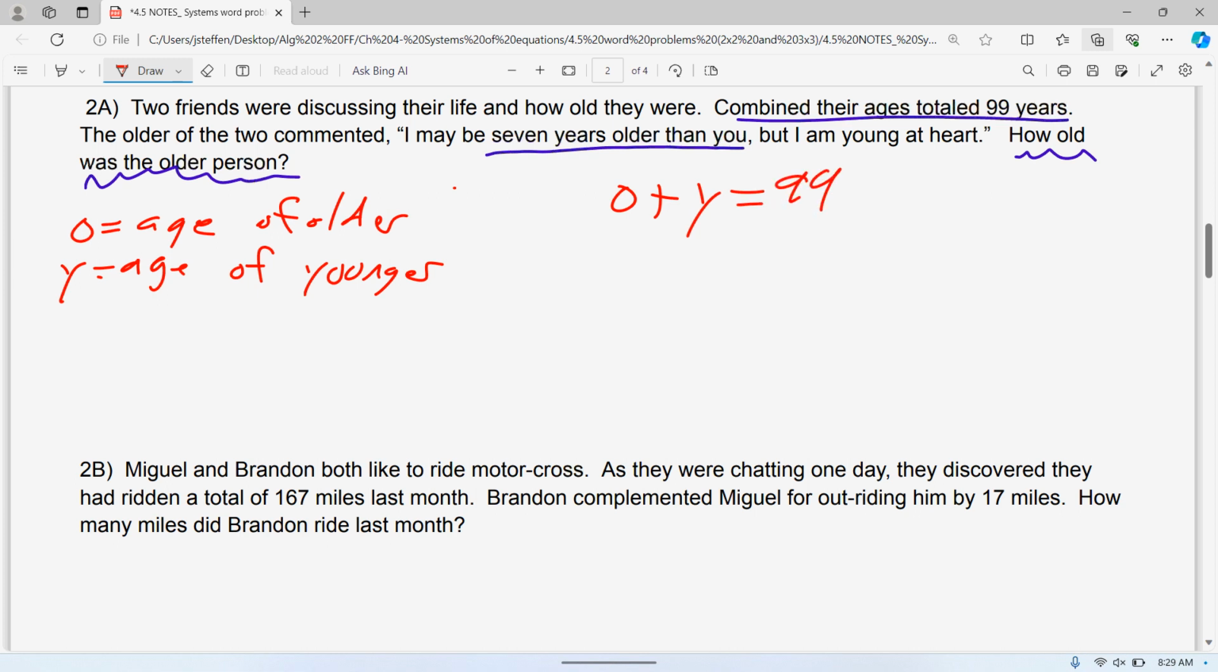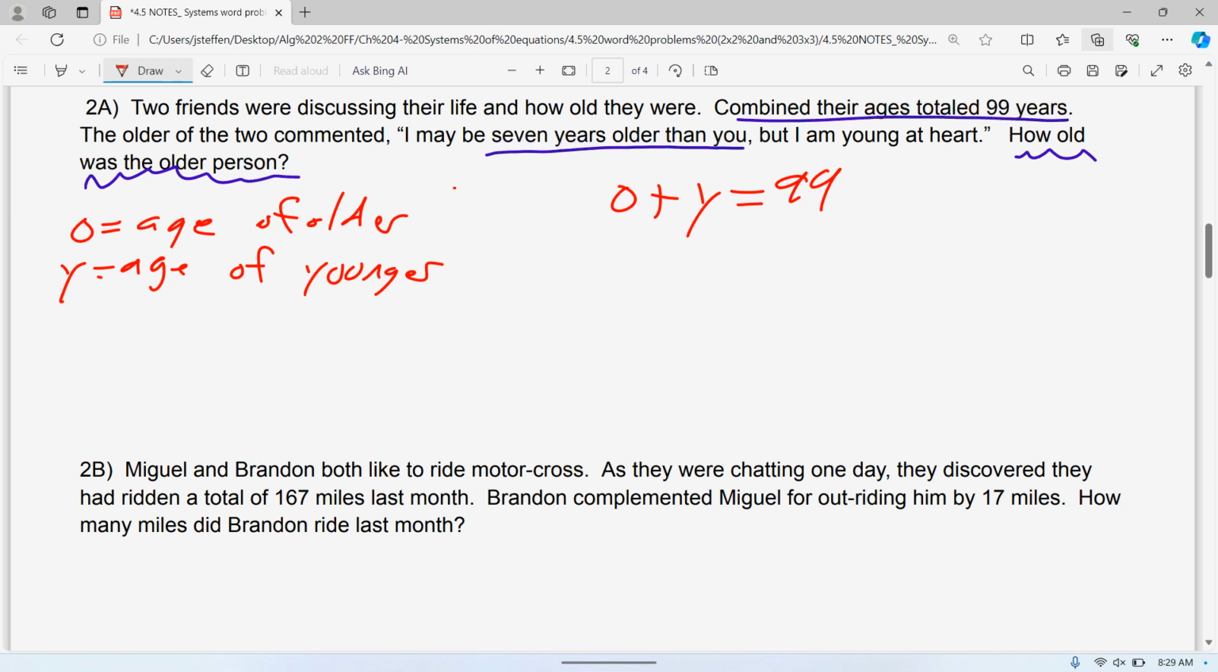That's it. Out of these examples, there's a lot of these story problems that start out like that, where you just take your variables and you add those together, and that gives you a number. You'll see what I mean in a second, because when we do more of these types, you'll see that. But combined their ages are 99 years.